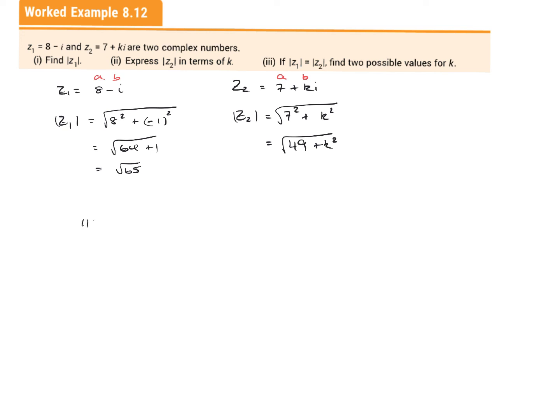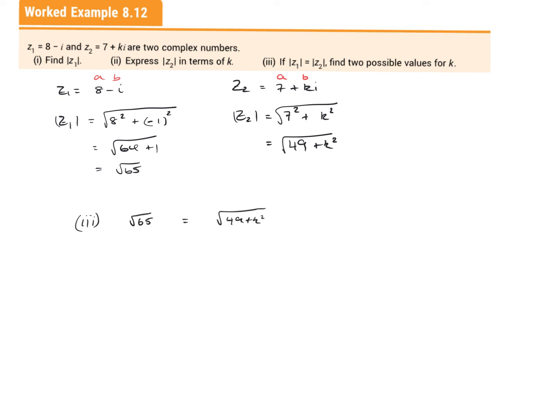For part 3, if you have a look here, it says if the modulus of Z1 is equal to the modulus of Z2, find 2 possible values for K. So that means the modulus of Z1, which we know is here, is equal to root 65, and the modulus of Z2 is equal to the square root of 49 plus K squared. So what we need to do is put them equal to each other. So root 65 is equal to root 49 plus K squared.